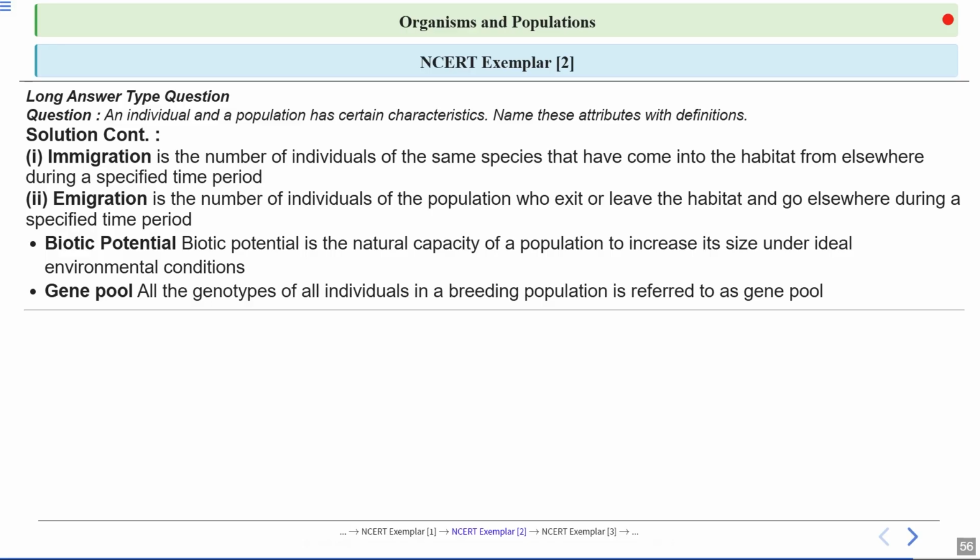Finally, let's discuss the gene pool. The gene pool is all the genetic information, or all the different genes present in every individual of a breeding population. A larger gene pool usually means more variety and better chances for the population to adapt to changes.